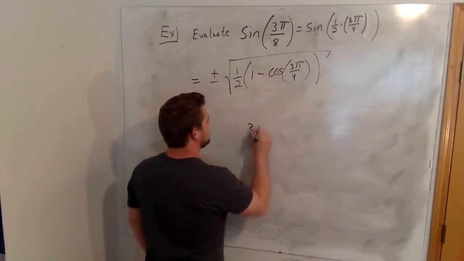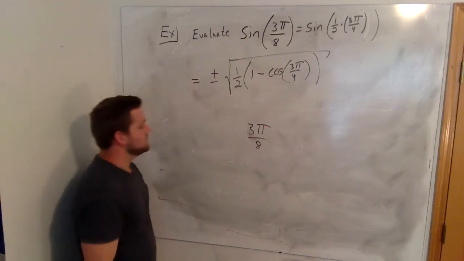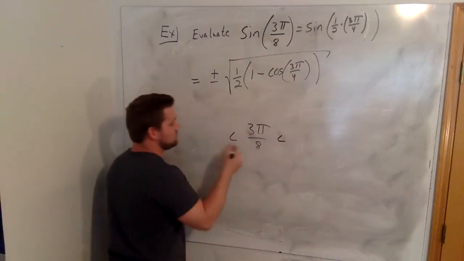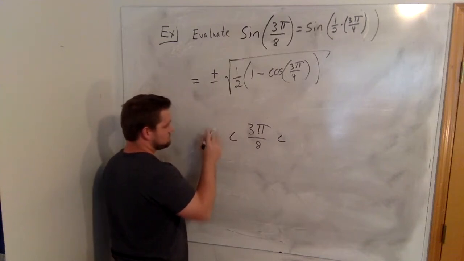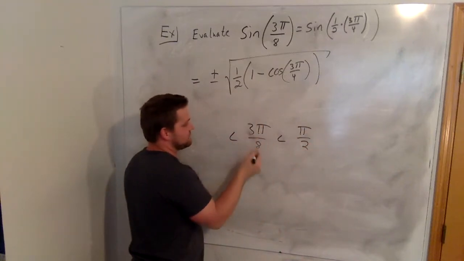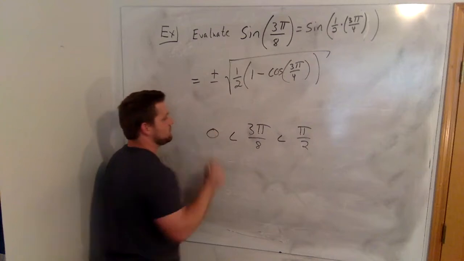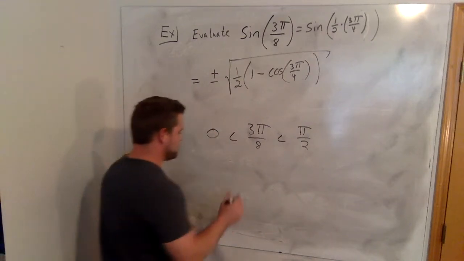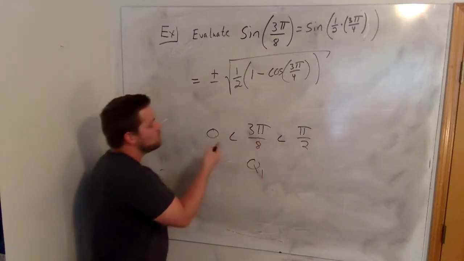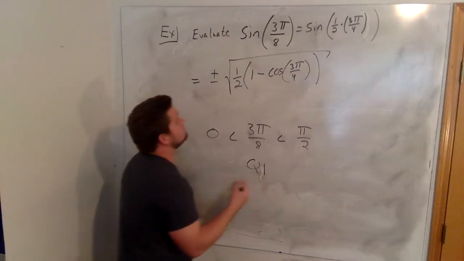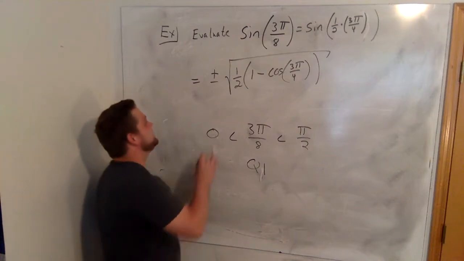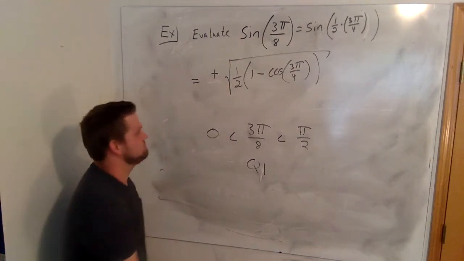Well, 3 pi over 8. I hope you believe that this is between pi over 2 and 0. This is 3 over 8; if it was 4 over 8, that'd be 1/2. This is less than a half, so we must be in quadrant 1. Is sine positive or negative in quadrant 1? I think it's positive in quadrant 1, so we're going to choose the positive version.